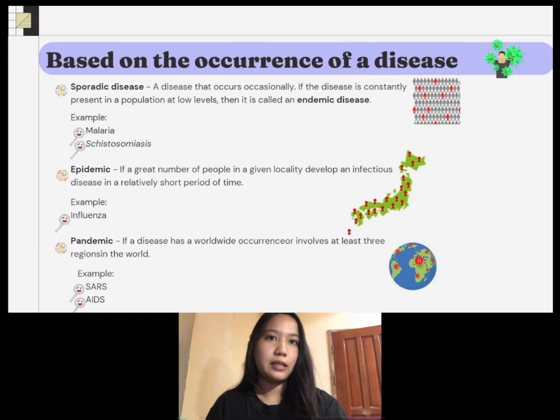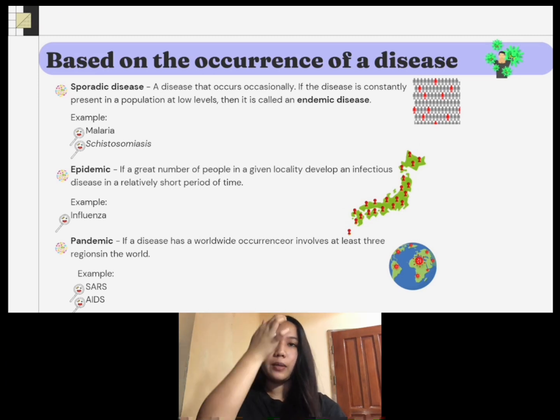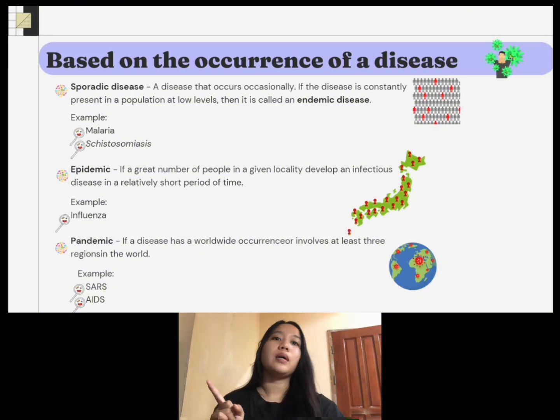When we say sporadic disease, it is a disease that occurs occasionally. So sporadic disease naman is ito yung disease na it pops out with no reason or it pops out of nowhere. Nagkakaroon ka nito without any reason, or occasionally siya dumadating, bigla na lang siya dumadating.